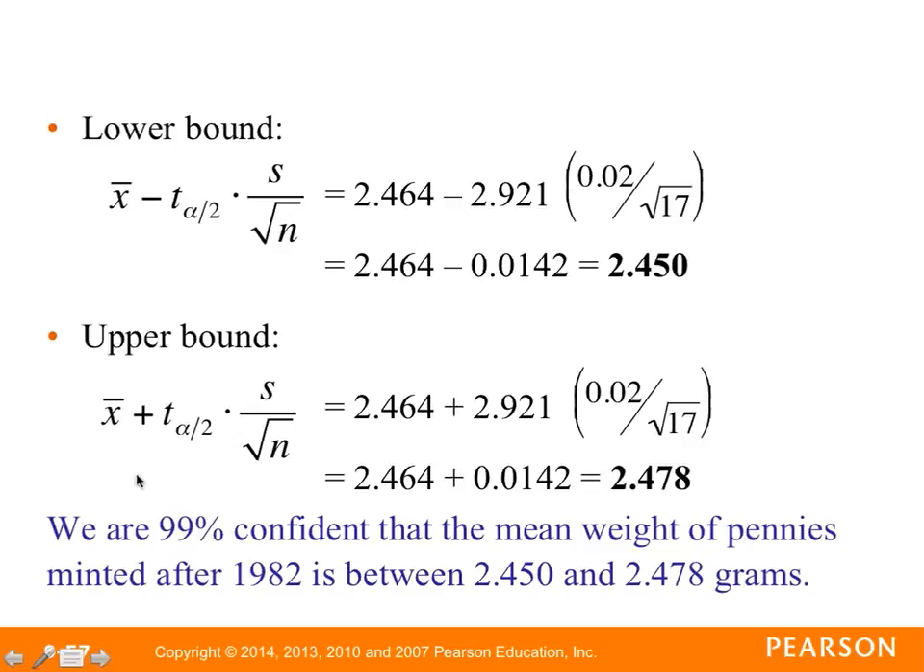So in order to get the lower and the upper bounds, you take 2.464, which is your x bar, and then you add and subtract your critical value, which if you look it up on the table is going to be 2.921. And then you multiply that by S, which is 0.02, divided by square root of 17, because that is your sample size. And you end up with a lower bound of 2.450 and an upper bound of 2.478. So we can say that we are 99% confident that the mean weight of pennies minted after 1982 is somewhere between 2.45 and 2.478 grams.